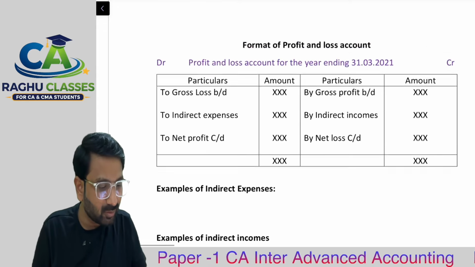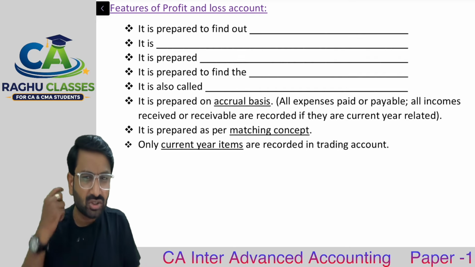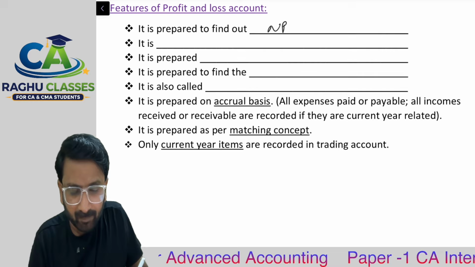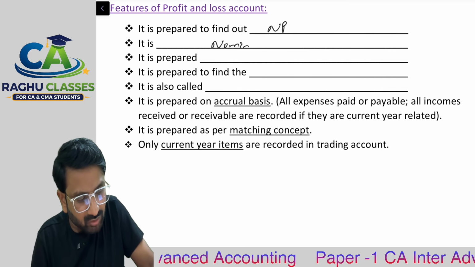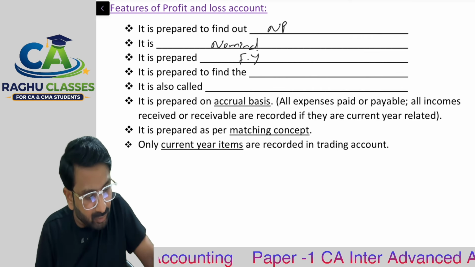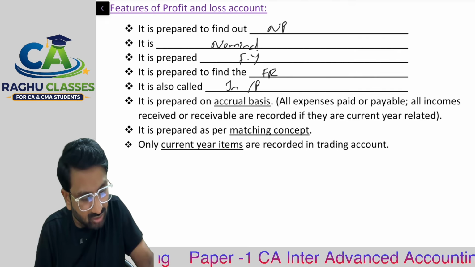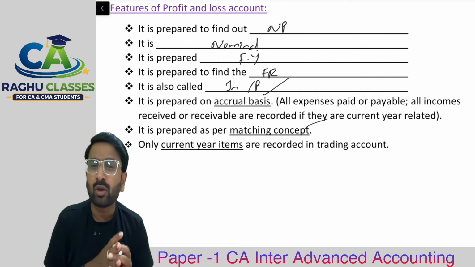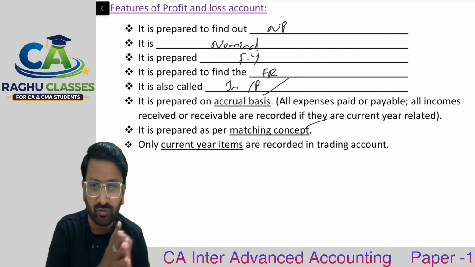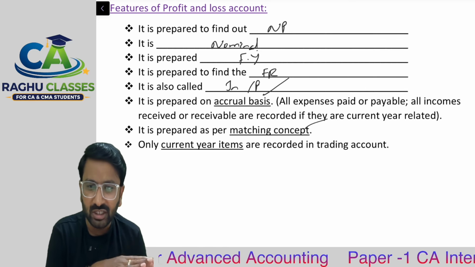Now, moving on, this is about trading account. Next, profit and loss account can we say just an extension of trading account. In trading account, you try to find out the gross profit, whereas in P&L account, we try to find out net profit. This is also nominal account because your intention is to find out the profit. It is also prepared for the entire year and it is prepared to find out the financial result. And it is also called income statement or period statement. This is also accrual basis. This is also matching concept. The only difference between trading and P&L account, in case of trading account, gross profit, P&L account, net profit. Clear? In case of trading account, we show direct expenses. In case of P&L account, we show indirect expenses and indirect incomes.